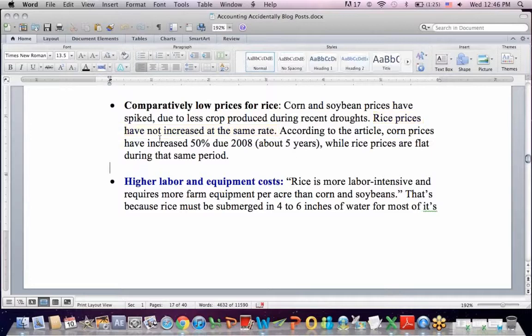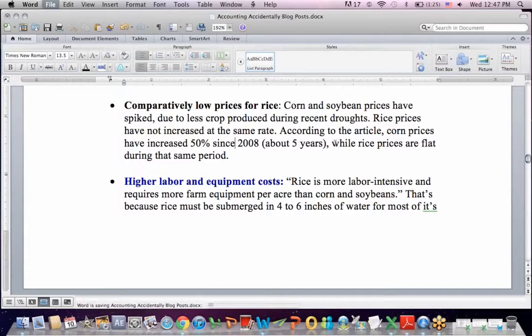It said, according to the article, corn prices have increased 50% since 2008. I've got a typo there I need to correct. Since 2008, which as of the writing of this article is about 5 years, while rice prices are flat during that same period. I was shocked to see that with a drought, there hasn't been less production and more demand for rice, forcing prices up. Really surprised to see that.